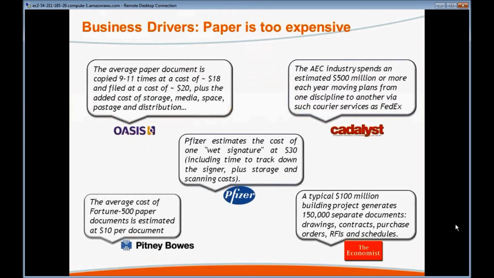So, compliance and governance is one thing, but you need to keep your business moving. What else is driving this type of automation? Well, the bottom line, paper's too expensive. I posted several quotes for you to read, and you can see that Pfizer says wet signatures cost them $30 per signature. This solution is going to help you be more efficient and address that cost issue in your enterprise. It's going to help you save precious time and money and improve your bottom line.